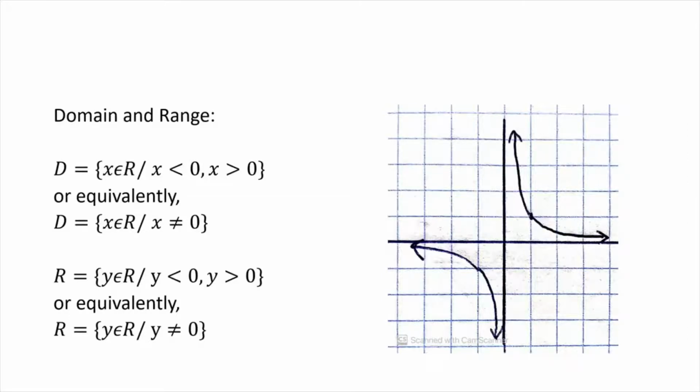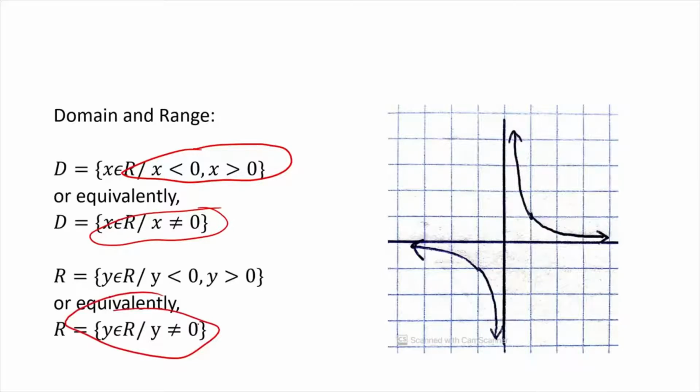Now, our domain and range. Our domain is x less than 0, x greater than 0, or a clever way of expressing that is just saying x is a real number such that x doesn't equal 0. Our range is y less than 0, y greater than 0. Equivalently, we can write our range this way.